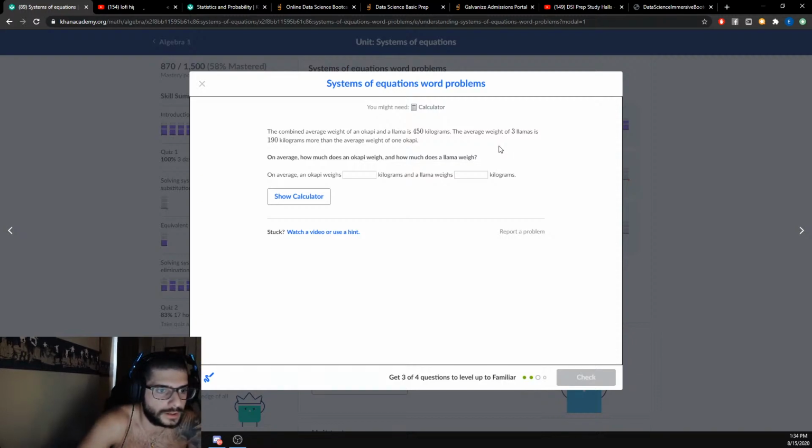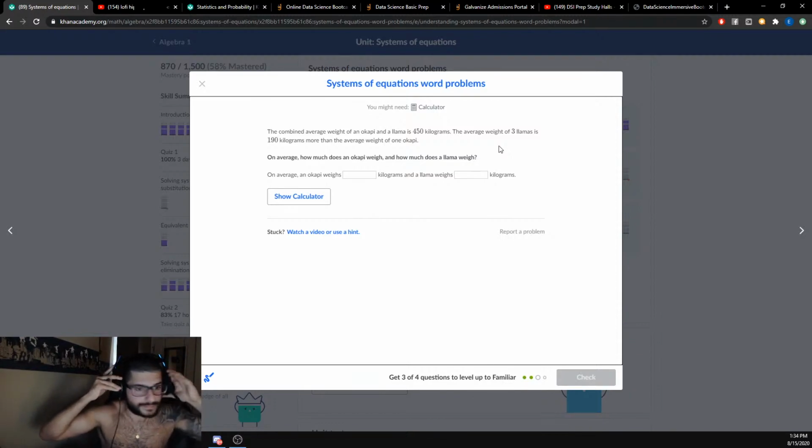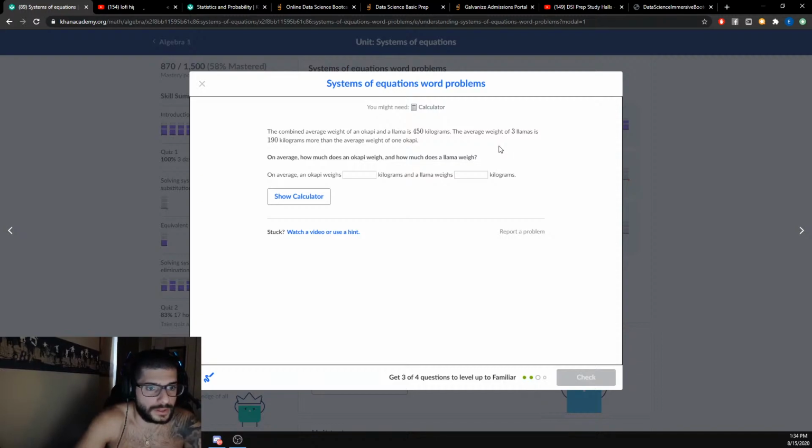The combined weight of an octopus and a llama is 450. x plus y equals 450. The average weight of 3 llamas is 190 kilograms more than the average weight of one octopus. So llama in this one is y, so 3y equals x plus 190.